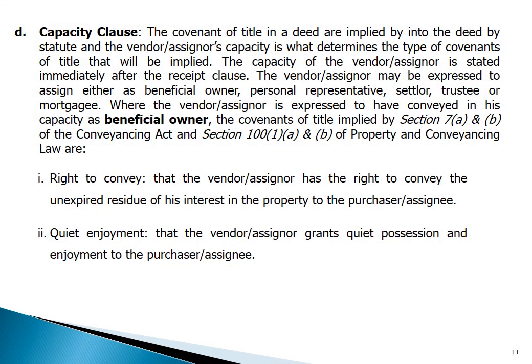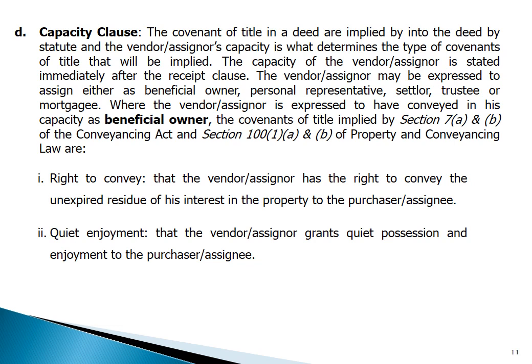The capacity clause. The covenants of title in a deed are implied into the deed by statute, and the vendor assignor's capacity is what determines the types of covenants of title that will be implied. The capacity of the vendor assignor is stated immediately after the receipt clause. The vendor assignor may be expressed to assign either as beneficial owner, personal representative, settlor, trustee, or mortgagee.